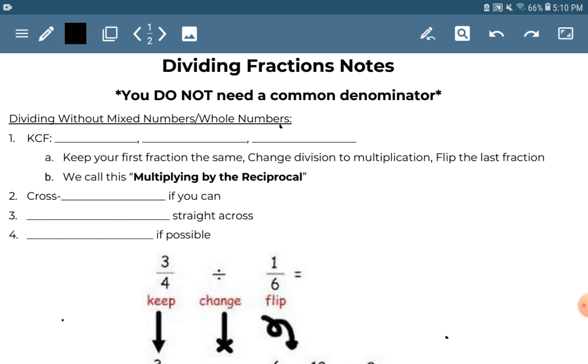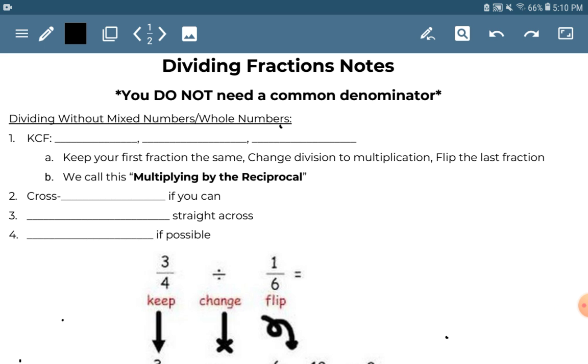One of the main things that I want to point out right off the bat with dividing fractions is that you do not need a common denominator. With multiplying and dividing fractions, a common denominator is completely unnecessary. We are first going to talk about dividing fractions when you do not have any mixed numbers or whole numbers. In that case, you only have 4 steps to divide your fractions.